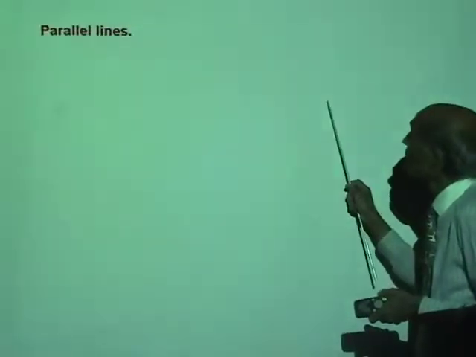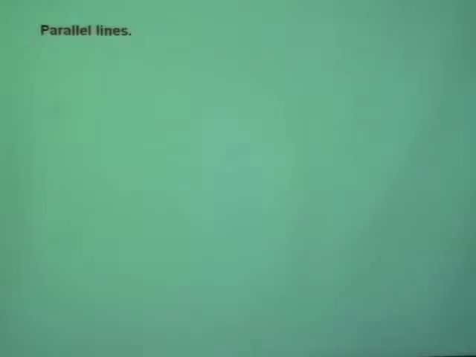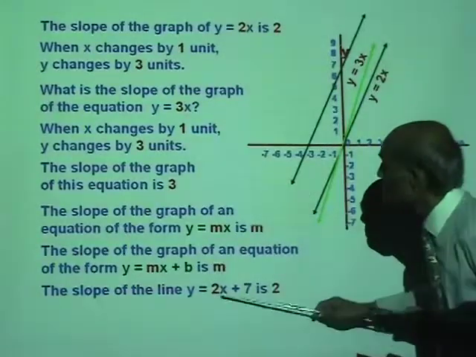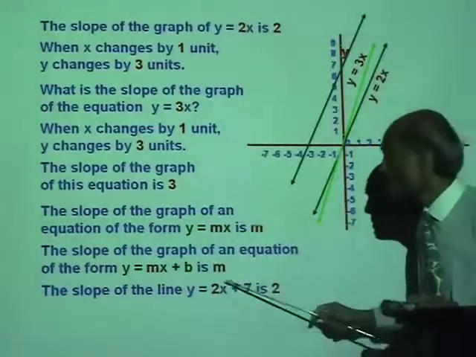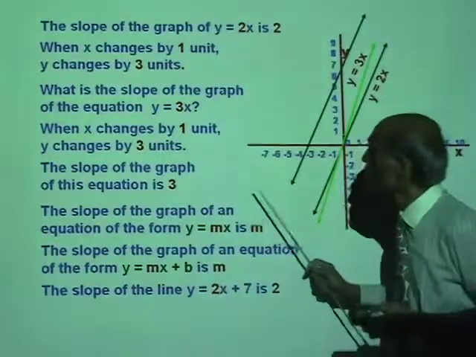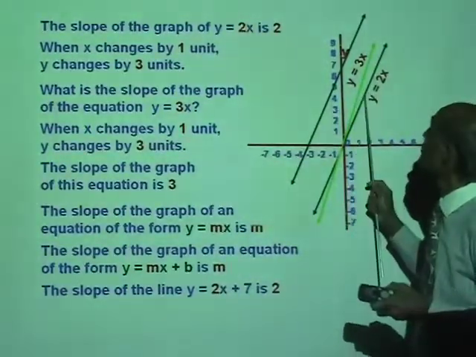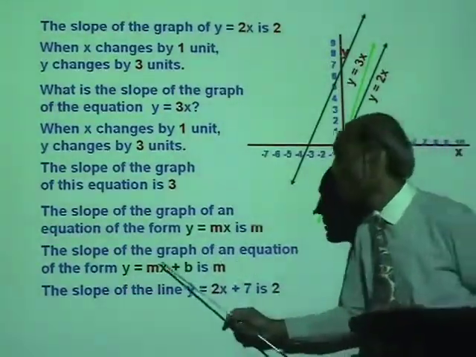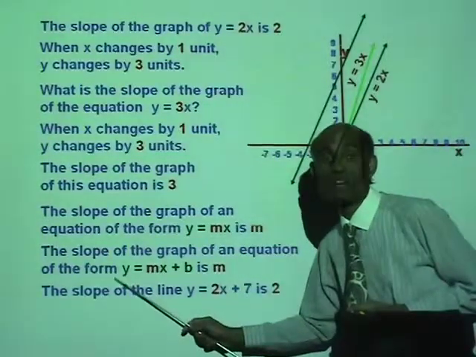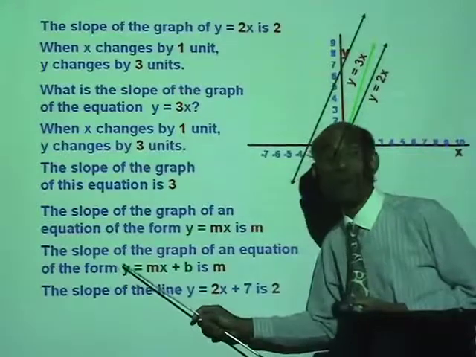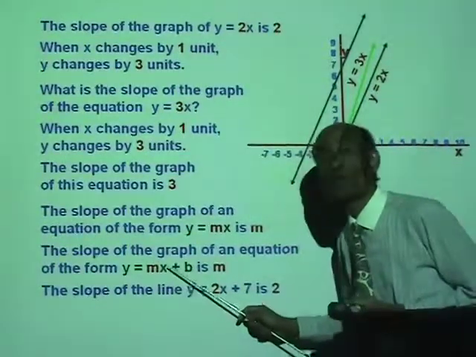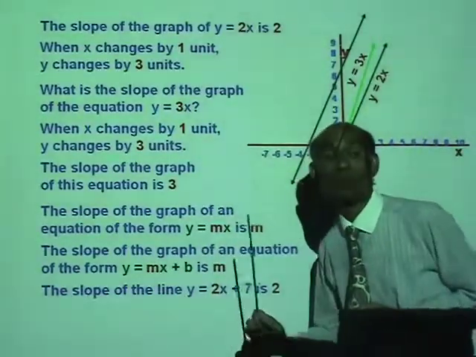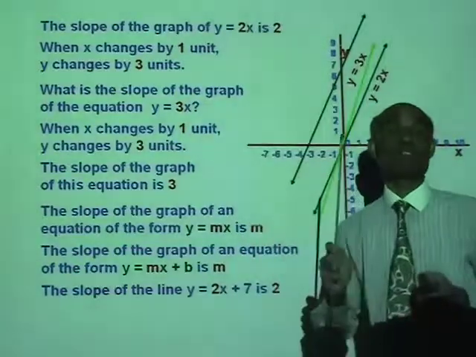This has been raised 7 units up. So, the equation of this line is y equal to 2x plus 7. You notice that the slope is the same in both cases. This line and that line have the same slope. So, I want you to get familiarized with this. If I give you an equation of the form y equal to mx plus b, what does that m represent? M represents the slope of the graph of the equation.